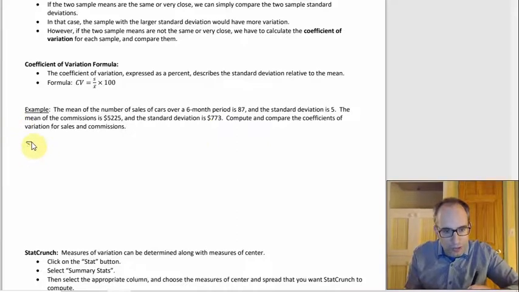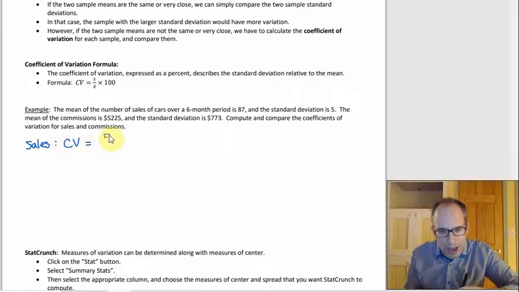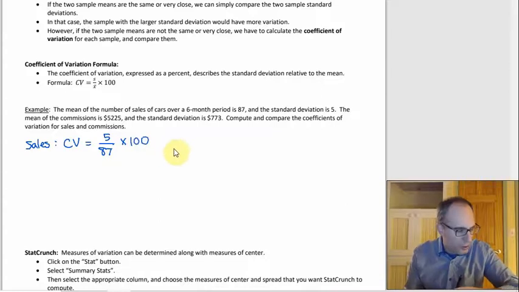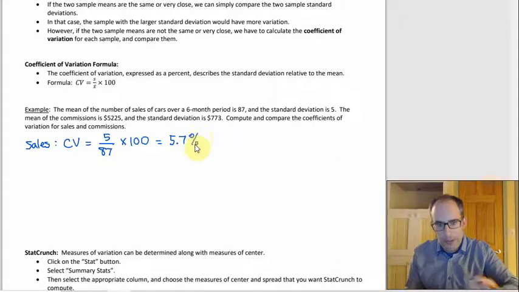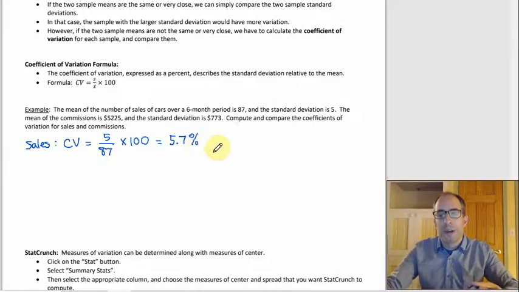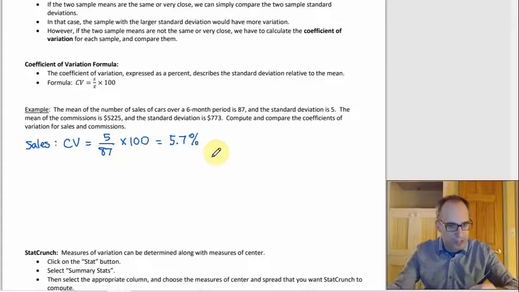So for sales, what we'd have is that the coefficient of variation is going to be 5 over 87, right? So it's standard deviation divided by mean times 100. And what that would work out to is about, let's see, I've got it written down, about 5.7%. Right, so I guess 0.057 or 5.7%.